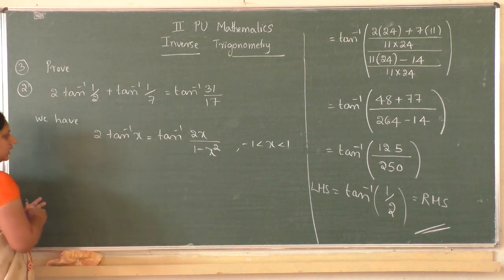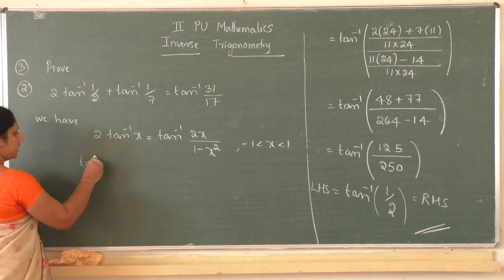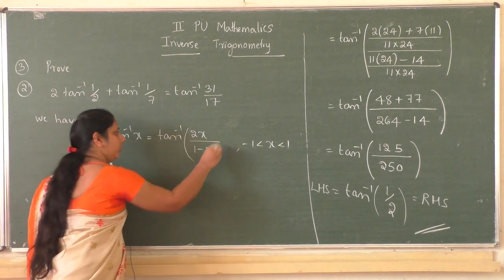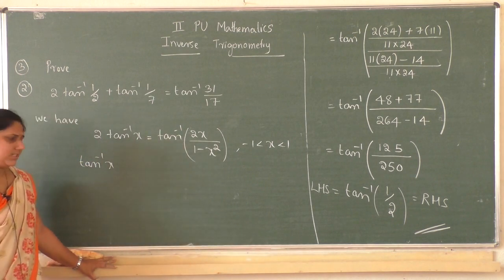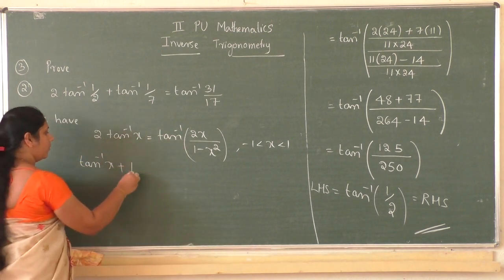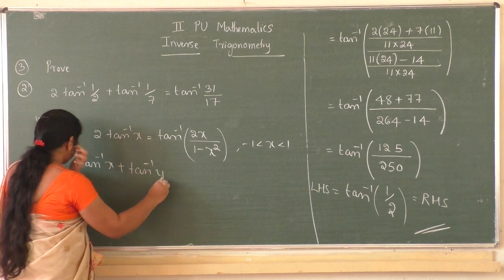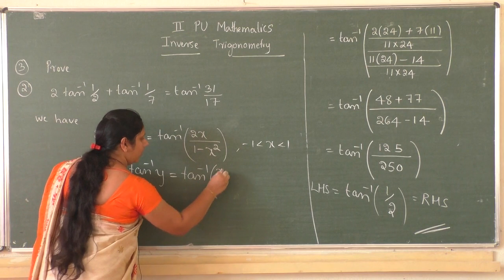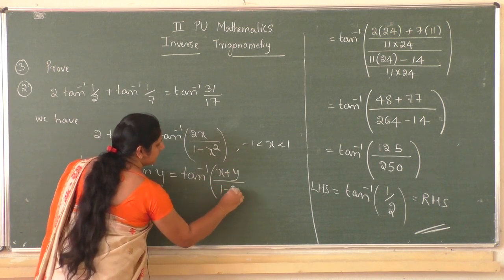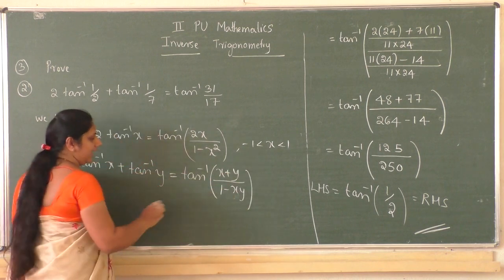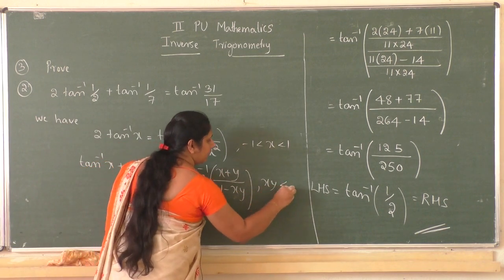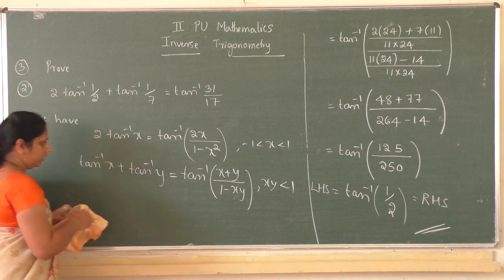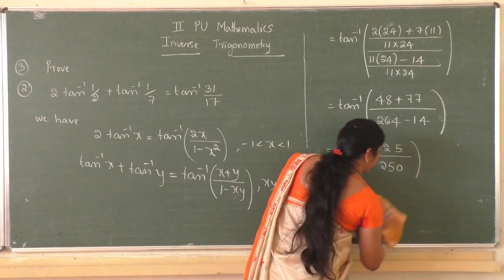So here we are using two formulas. The first formula is 2 tan inverse x equals tan inverse of 2x by 1 minus x square, and the other formula is tan inverse x plus tan inverse y equals tan inverse of x plus y by 1 minus xy, where xy is less than 1. So first we will solve this, then the entire problem.